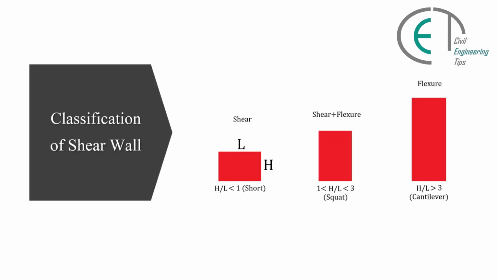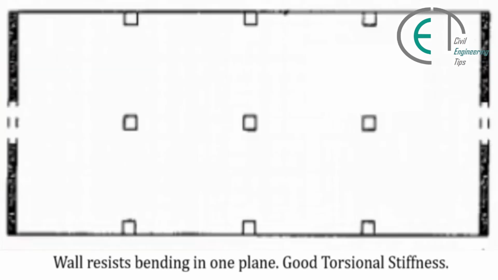Now let's classify the shear wall. We can classify the shear wall with the help of the ratio of the height of the shear wall and the length of the shear wall. If the ratio of height to length of the shear wall is less than 1, then we call it short shear wall, and the failure in this type of shear wall occurs as shear failure. And if the H by L ratio is in between 1 and 3, then we call it squat shear wall, and the failure type is shear plus flexure. If the height to length ratio is greater than 3, then we call it cantilever shear wall, and we observe flexure failure.